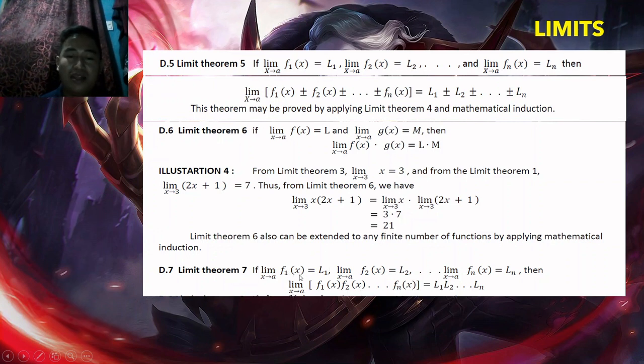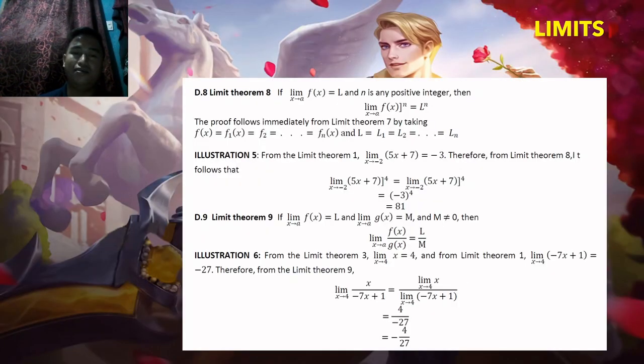Okay, if the limit of f1 is L1, the limit of f2 is L2, and then the limit of fn is Ln, then the limit of the product of those functions is equal to the product of their limits, the L's.